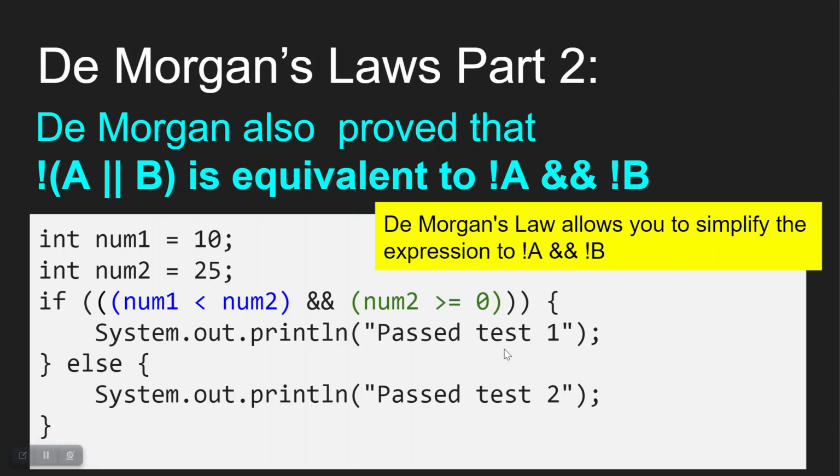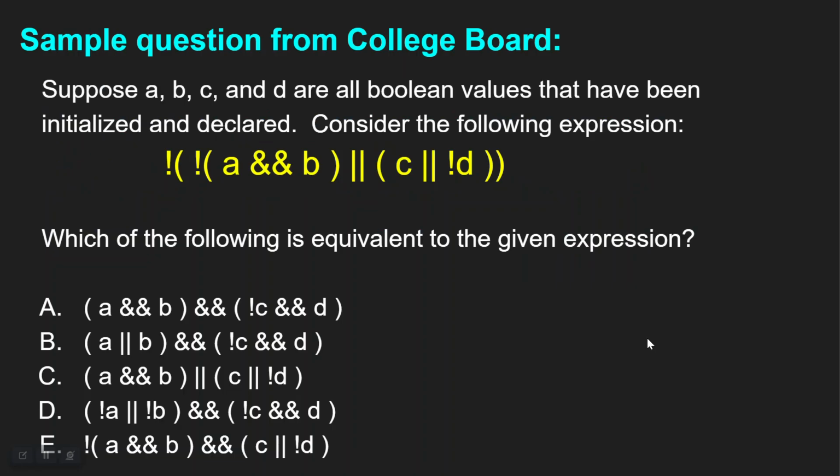We are going to pass test 1 once again. Okay, so here's a sample question from the College Board. These are the kind of questions that we might see on our AP exam. I would encourage you to pause the video and try to work your way through this one and see, considering everything that we just learned and all of this stuff about De Morgan's law, which of these down here would be equivalent to what you see up here. So feel free to pause the video and try it out.